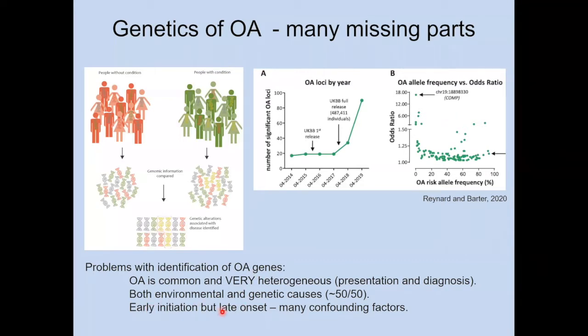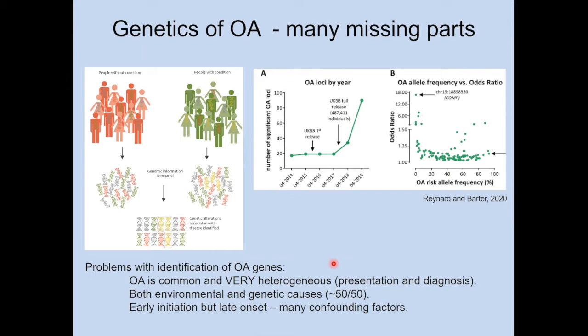Again, we know there's both environmental and genetic causes of OA, and this has been shown to be about 50-50. And finally, I think the primary driver of not having many successful GWAS studies is that there's an early initiation of the phenotype at late onset. So the initiating factor causing OA can happen somewhat early in life, but it's 10 to 20 years later that you actually start seeing a phenotype, or when patients go into the clinic with joint pain. So there's many confounding factors, and so I think this has really hindered the identification of causal genes in OA.